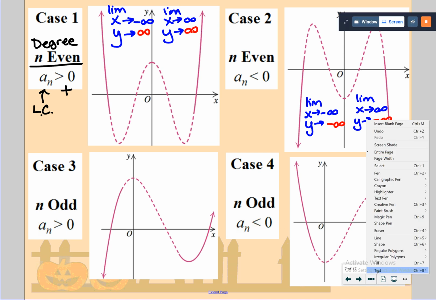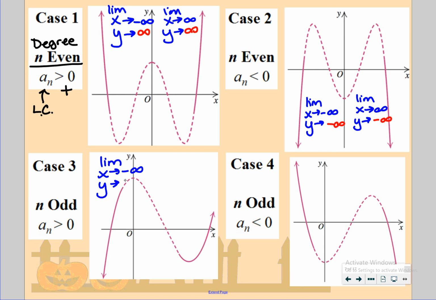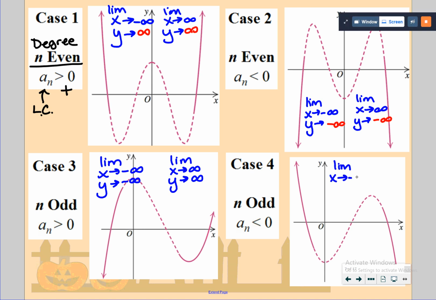Okay. The two cases where they're odd. On the left, what's my y approaching? As x approaches negative infinity, as we go further to the left, what's my y getting close to? Negative infinity. And on the right, what's my y doing? Positive infinity. It's going up. The last one's just the opposite. As x approaches negative infinity, y approaches positive. On the left, it's going up. And on the right, it's going down.